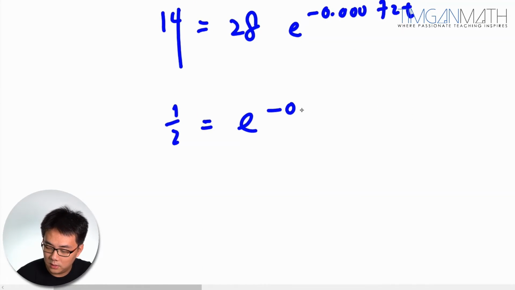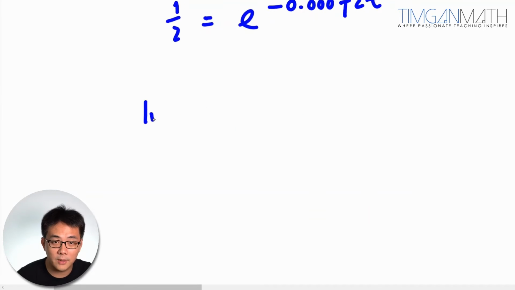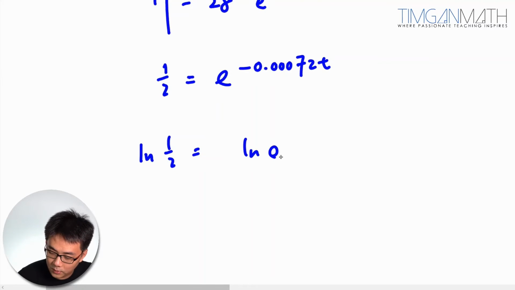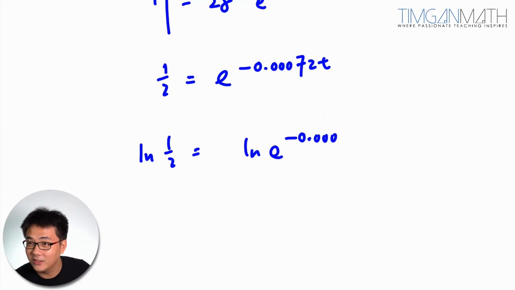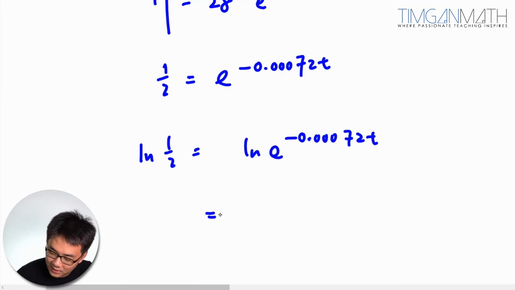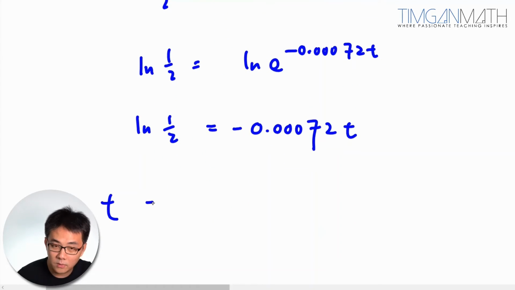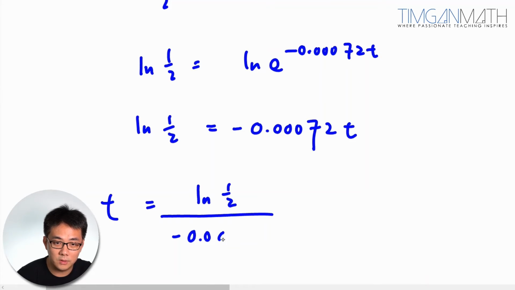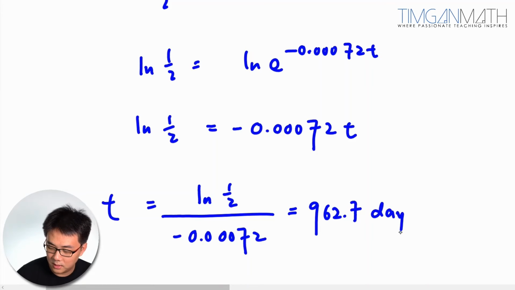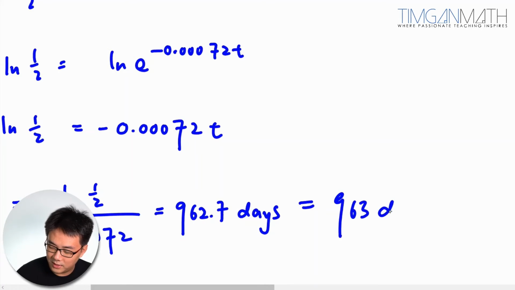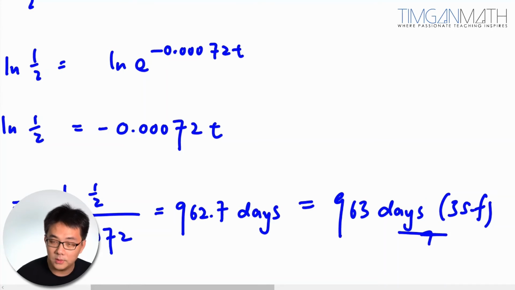We take ln of both sides. I'm going to do this slowly, as I need to make sure that the number of zeros is correct. So 1, 2, 3. Great. So this is negative 0.00072 t equals ln half. So t equals ln half over negative 0.00072. We just key ln half over negative 0.00072 into the calculator. What you get is 962.7 days, which is 963 days to 3 significant figures. Just round it off.